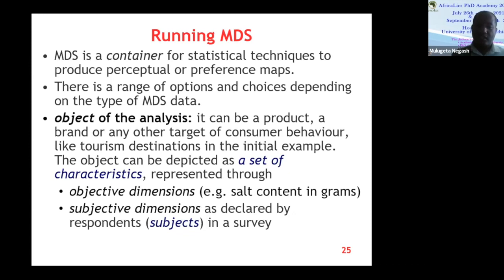Objective dimension means it has an absolute zero point. If you add salt, 1 gram, it's called an objective dimension, because there is a difference between adding salt and not adding salt. 10 grams of salt and 0 grams of salt has an objective dimension. Subjective dimension is declared by the respondent in a survey, specifically in innovation, technology, business, and economics. We use subjective dimensions like, for example, Likert scale measurements. From strongly agree to strongly disagree, what is the difference between strongly agree and agree, and strongly disagree and disagree? It is a subjective dimension that might differ from respondent one to respondent two. So it's called subjective dimension, and it depends on the respondents.